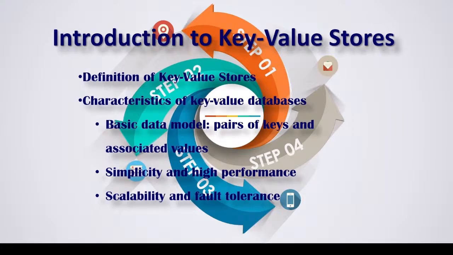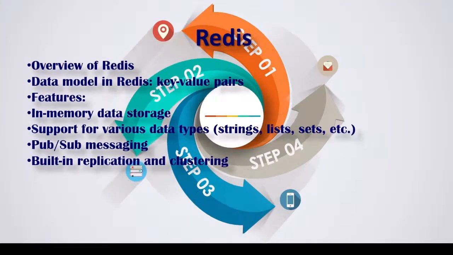Characteristics of key value databases. Basic data model: pairs of keys and associated values. Simplicity, scalability, and fault tolerance. Overview of the Redis data model. Key value pairs. Features: in-memory data storage, support for various data types such as strings, lists, sets, etc., and pub-sub messaging.